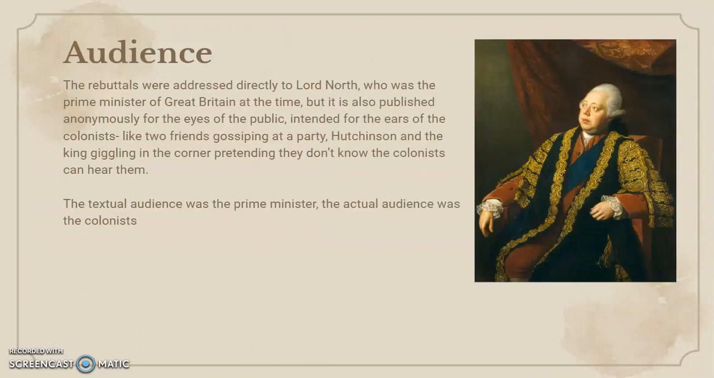The rebuttals were addressed directly to Lord North, this nice-looking guy, who was the Prime Minister of Great Britain at the time, but it was also published anonymously for the eyes of the public, intended for the ears of the colonists, like two friends gossiping at a party, Hutchinson and the king giggling in the corner pretending they don't know the colonists can hear them. The textual audience was the Prime Minister, but the actual audience was the colonists, specifically in Massachusetts.